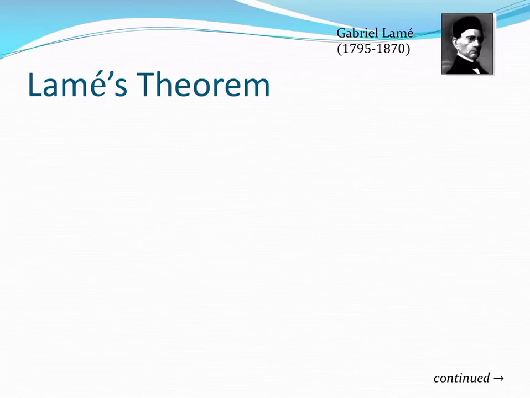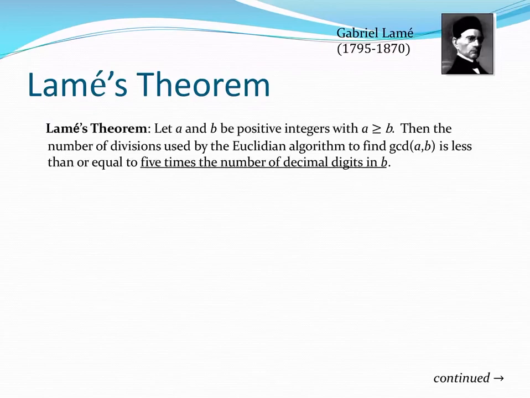We are in Rosen, section 5.3 on recursion relations and structural induction. We are going to prove an important theorem related to the complexity of the Euclidean algorithm. This is Lamé's theorem, and it states that if you have a and b positive integers with a greater than or equal to b, then the number of divisions used by the Euclidean algorithm to find the greatest common divisor of the two numbers is less than or equal to 5 times the number of decimal digits of b, the smaller number.